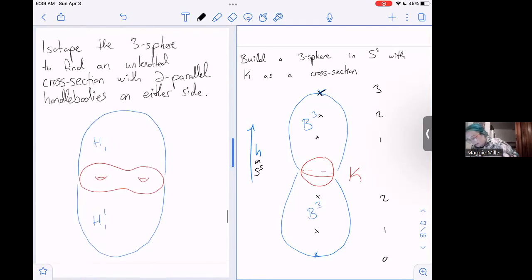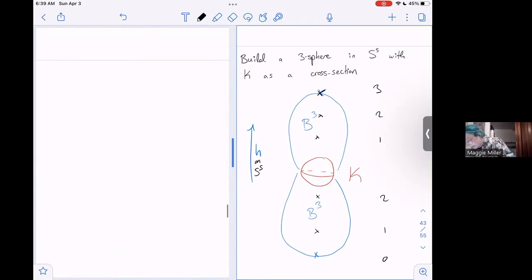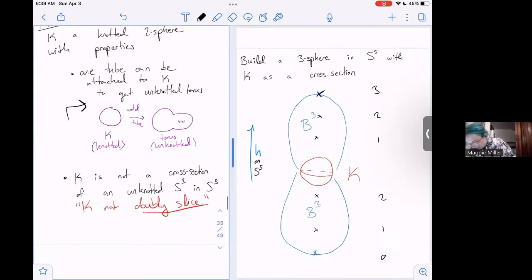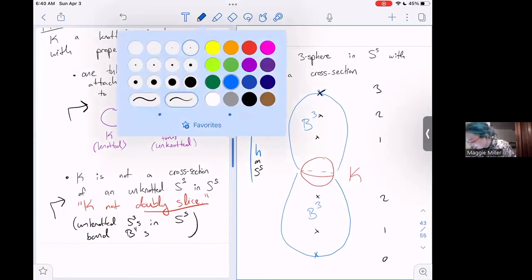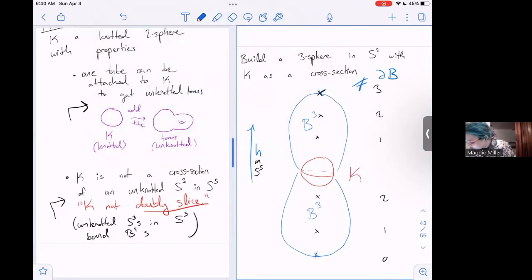And at this point, we can isotope our S^3, which, by the way, I forgot to mention, look at property 2. We know that K is not the cross section of an unknotted S^3, by which I mean, I guess I also didn't define that. Unknotted S^3s in S^5, maybe you can guess this, bound B^4s. Unknot always means bounding the simplest possible thing. So this 3-sphere has K as a cross section. This is not the boundary of a 4-ball. Okay, so that's the two properties. We used them both. Great.